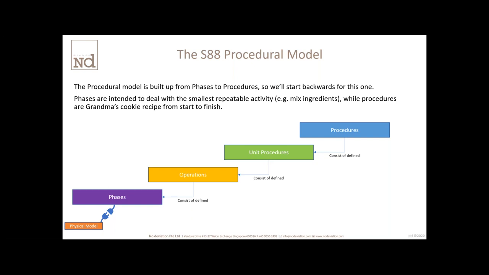And procedures are the top level of the hierarchy and are made up of unit procedures. Unit procedures are made up of operations. Unit procedures down are only intended to be run on a single process cell or unit. And only one unit procedure is meant to run on a unit at one time. I know a lot of modern DCSs will kind of get around that, but that's just based on the definition from S88 of what a unit procedure is, which we'll get into in a couple of slides. Operations are made up of phases, and just like control modules are the smallest atomic unit for the physical model, phases are the smallest atomic unit of the procedural model, and they are supposed to be the interface between the physical and procedural models.